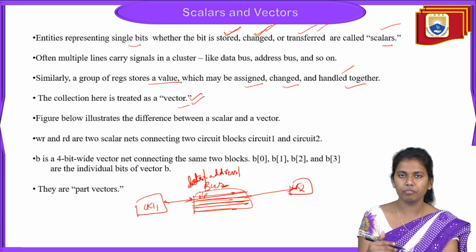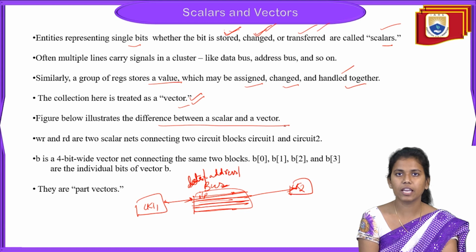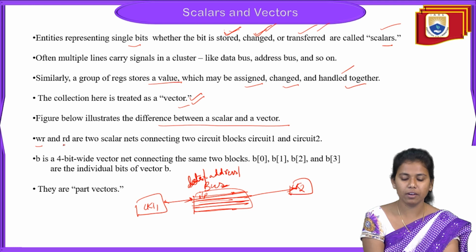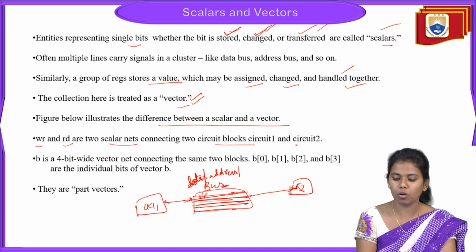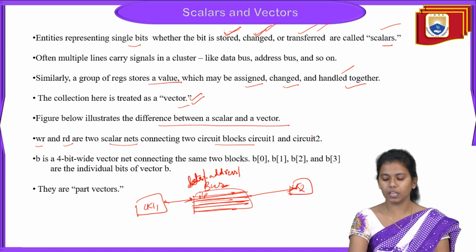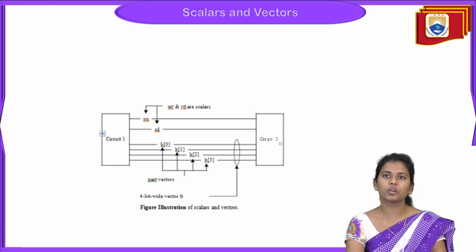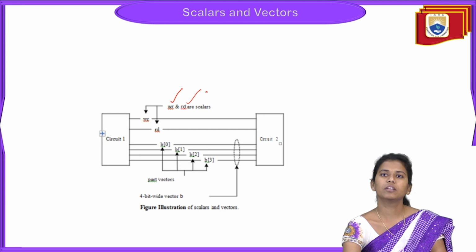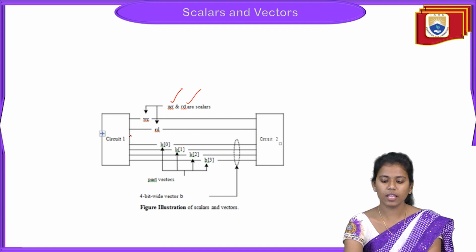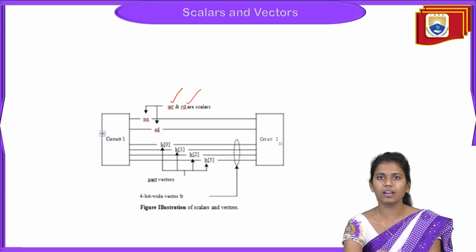Coming to the figure below, you see the difference between a scalar and a vector. We can observe that WR, write and read, are two scalar nets connecting two circuit blocks, circuit 1 and circuit 2. Here you have read and you have write. Read and write are scalars. For circuit 1 and circuit 2, there is a connection where we can read the data and we can write the data. So reading and writing are scalar bits.